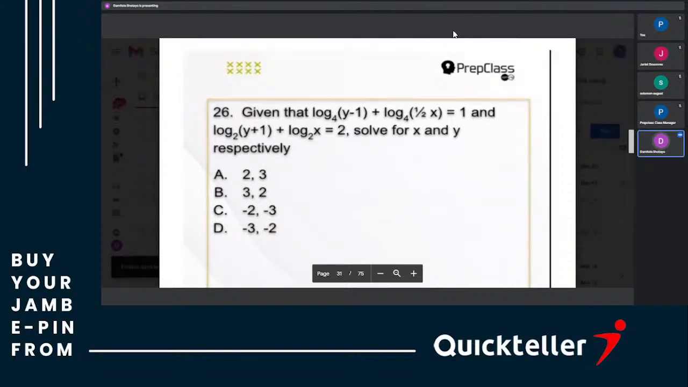Is that there? Yes, okay, sir. Okay, so let's see some more questions on logarithm.